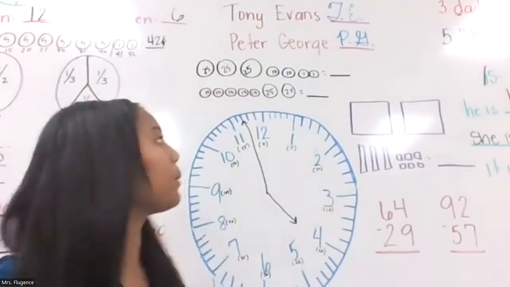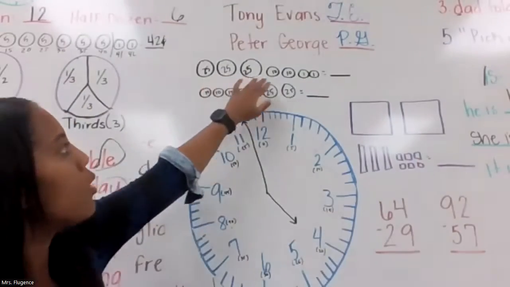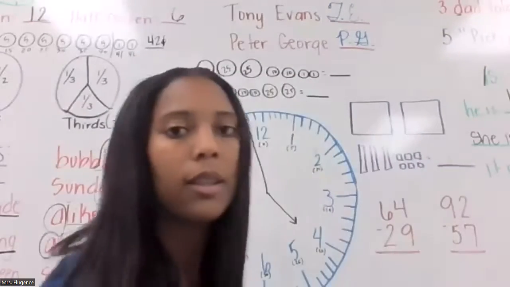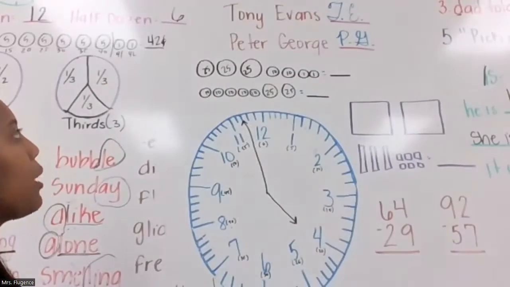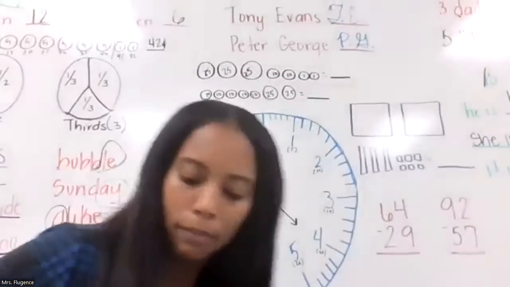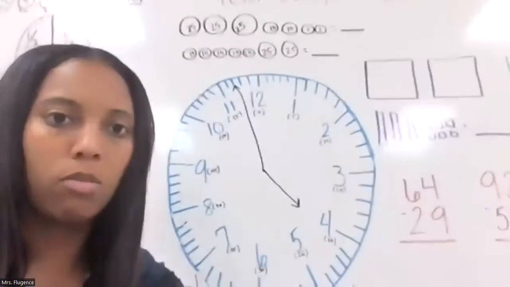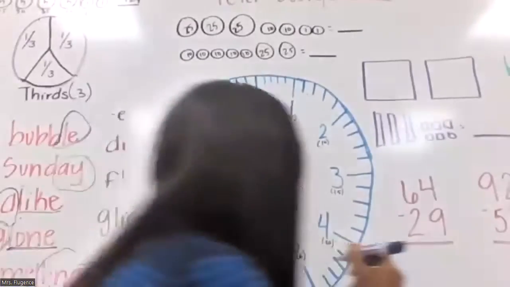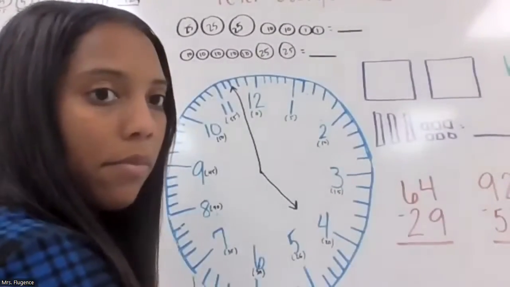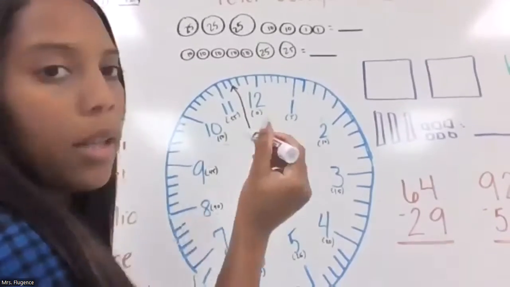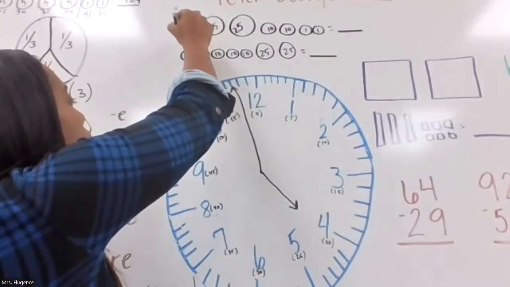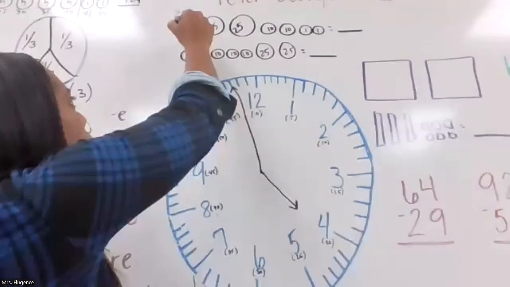So let's look at this first one here. I have 3 quarters, 2 dimes, 2 pennies. Anybody want to count for us? 3 quarters, 2 dimes, 2 pennies. Anybody? Okay, go ahead, Solomon. Count it out for us. Can you start over? I didn't hear the first part. 3 quarters is 75.